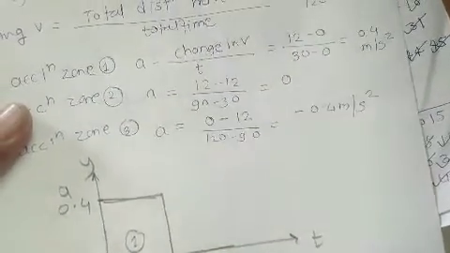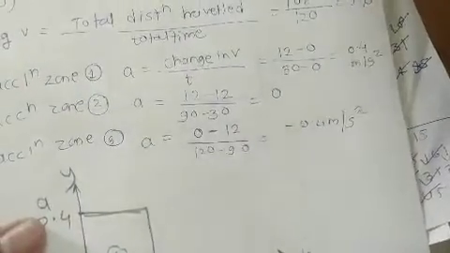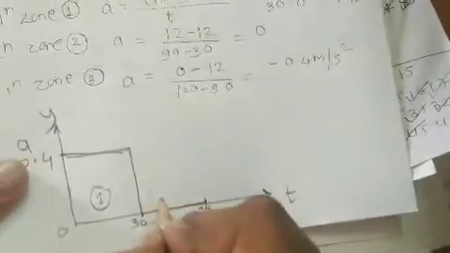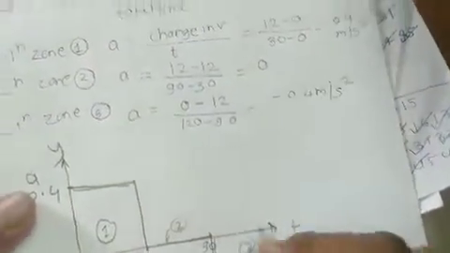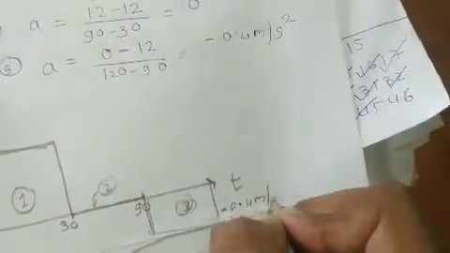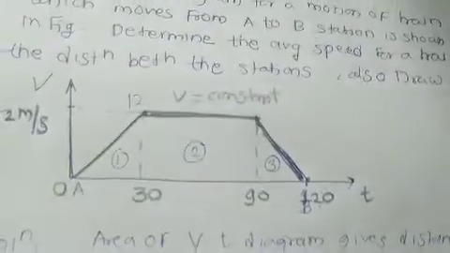For zone 2, the time ordinate is 30 here. For zone 2 it is 0 from 30 up to 90 seconds, a total time of 60 seconds, and from 90 to 120 it is again minus 0.4. So we will plot this: this is for zone 2, this is for zone 3, and the ordinate is minus 0.4 meter per second square. So this completes the AT curve for the given VT curve, which was asked in the problem.